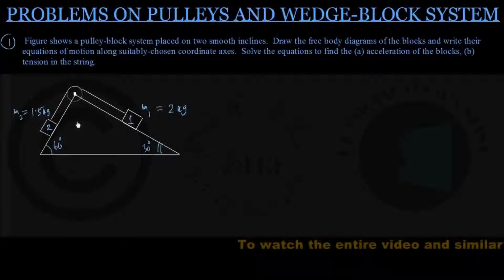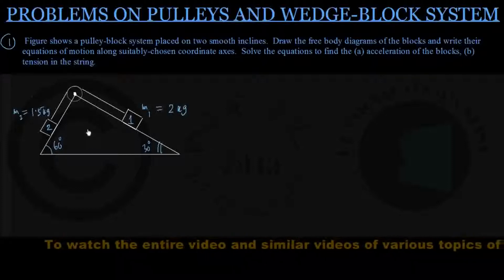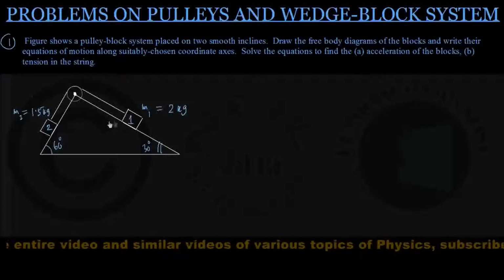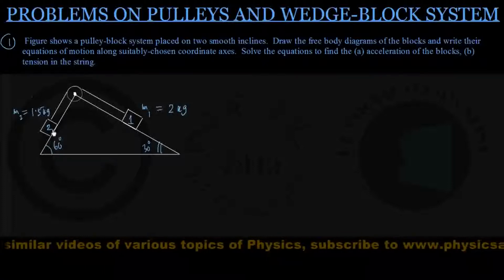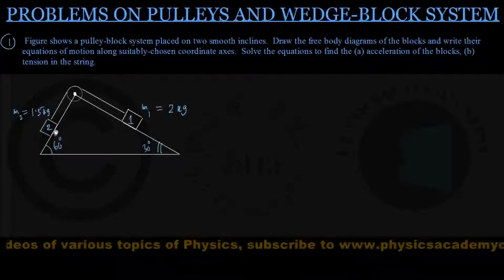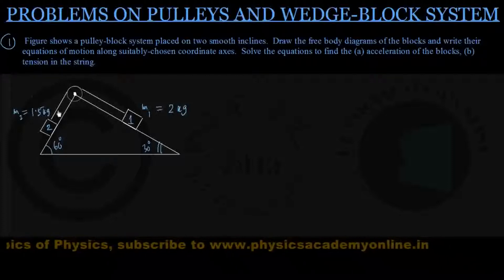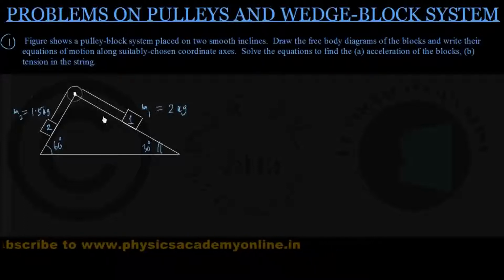And once again, we have to see that they are talking about smooth inclined planes, which means the frictional force is absent, and the only forces which are acting on these blocks are the forces of gravity, the normal force applied by these inclined planes, and the tension applied by the single string. In addition to that, if required, we shall also take the acceleration due to gravity, small g, to be 9.8 meters per second square in this problem.